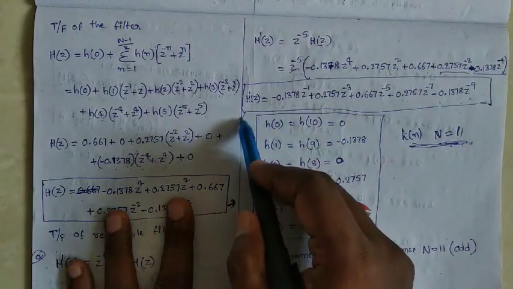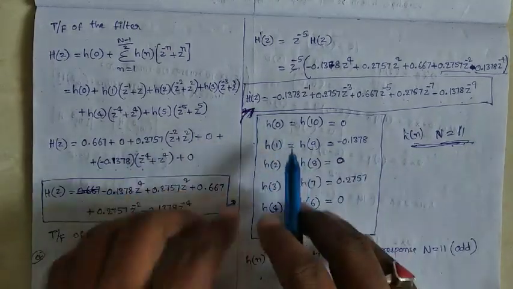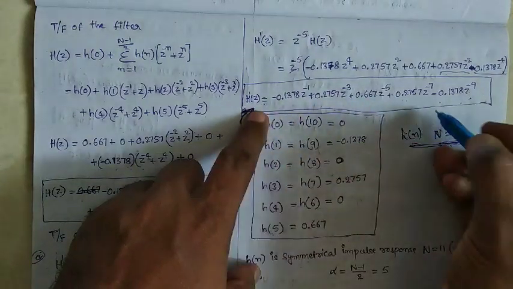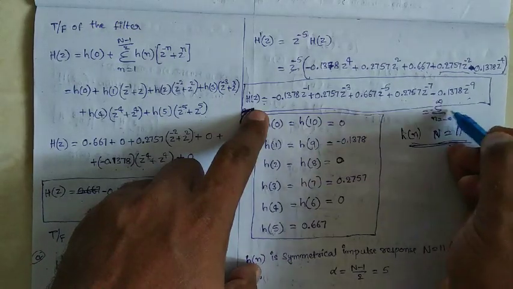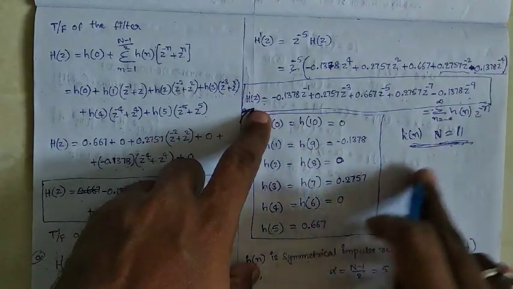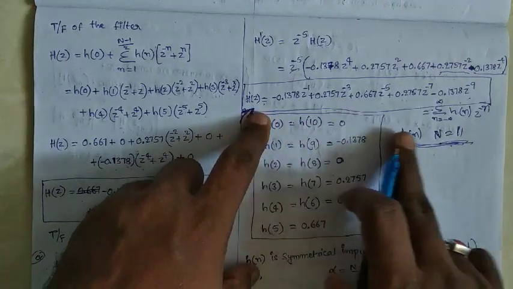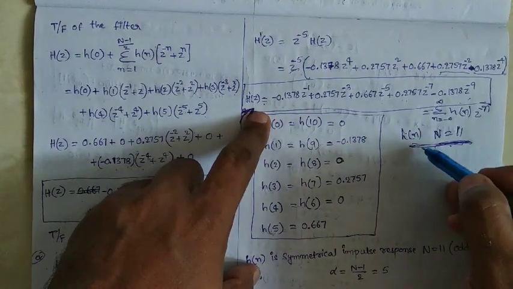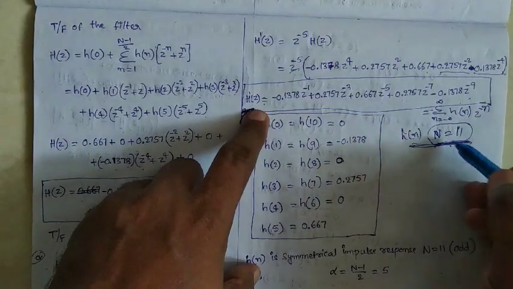From the transfer function of the causal FIR filter, h dash of z. Here we are comparing this h dash of z with what? Summation n is equal to minus infinity to infinity h of n into z power minus n. Okay, we are comparing this equation with this equation. Actually capital N is equal to 11. Capital N is equal to 11.